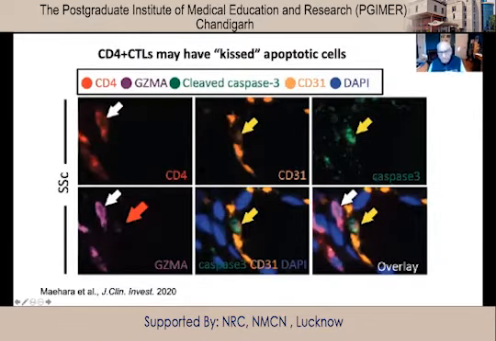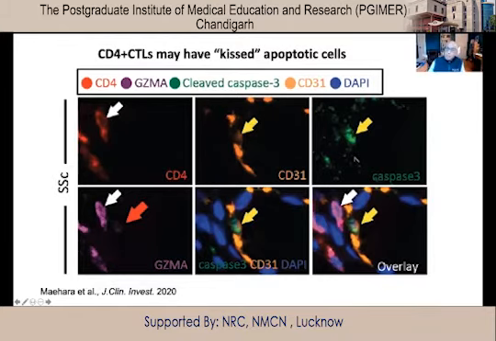I'm not sure how well you can visualize this, but here's an example of a CD4-CTL, which is granzyme A positive. It is actually in the vicinity of a cell over here, which is essentially this endothelial cell. This is the endothelium. But that endothelial cell has acquired a little granzyme A. So you believe the granzyme A has been delivered by the CD4-CTL into this endothelial cell. And that endothelial cell has cleaved caspase 3, it's undergoing apoptosis. And we've done this a few times.